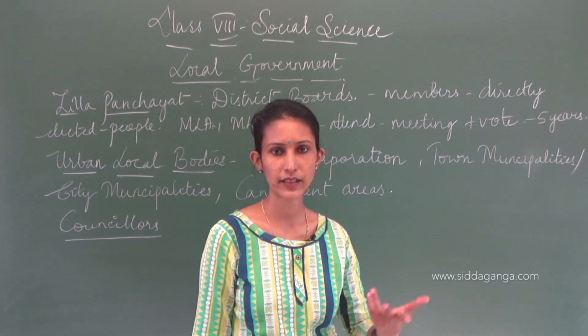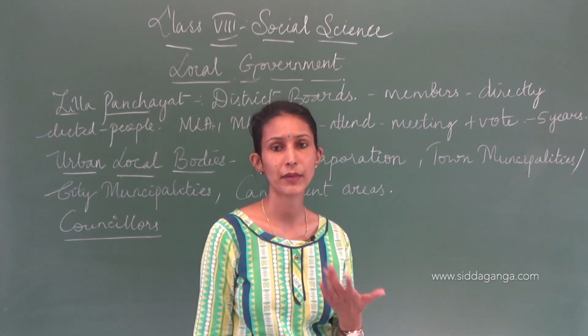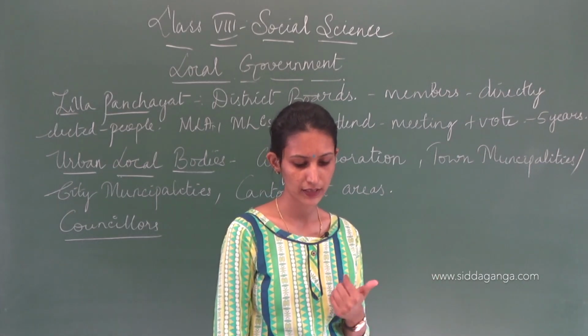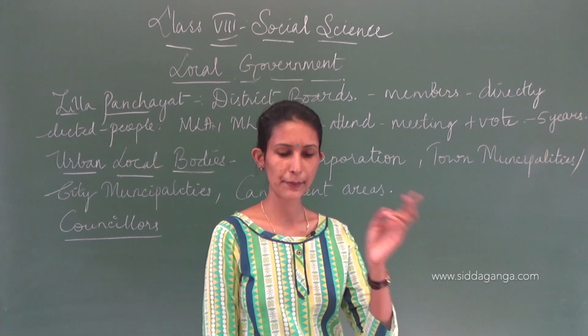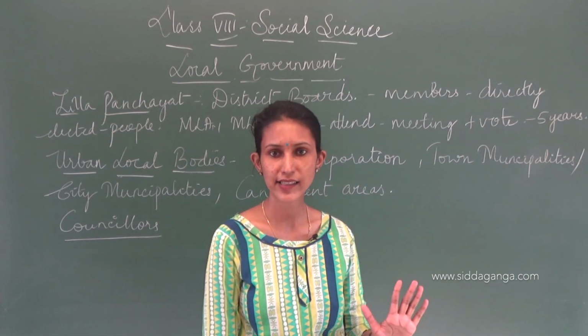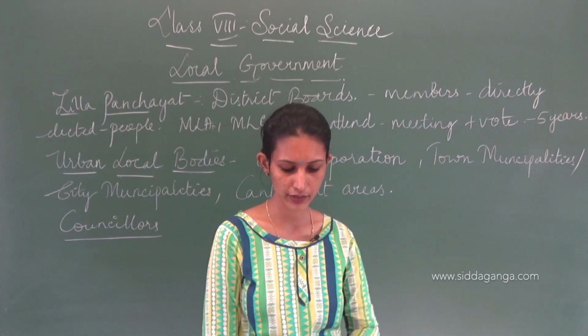Again, reservations are provided for the weaker sections and the backward class. There are a vice president and a president who head the local body. They are elected by the councillors. The president presides over the meeting. In his absence, the vice president presides over the meeting. See, these points are the same everywhere. Then the term is again 5 years.